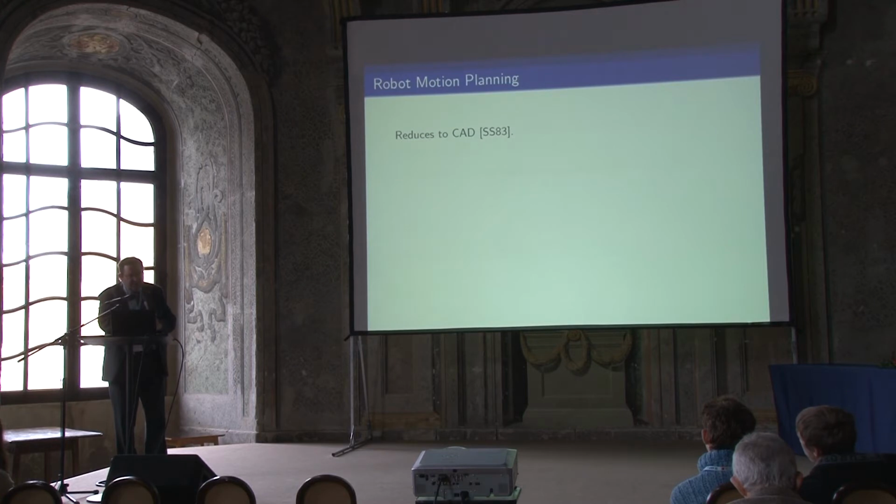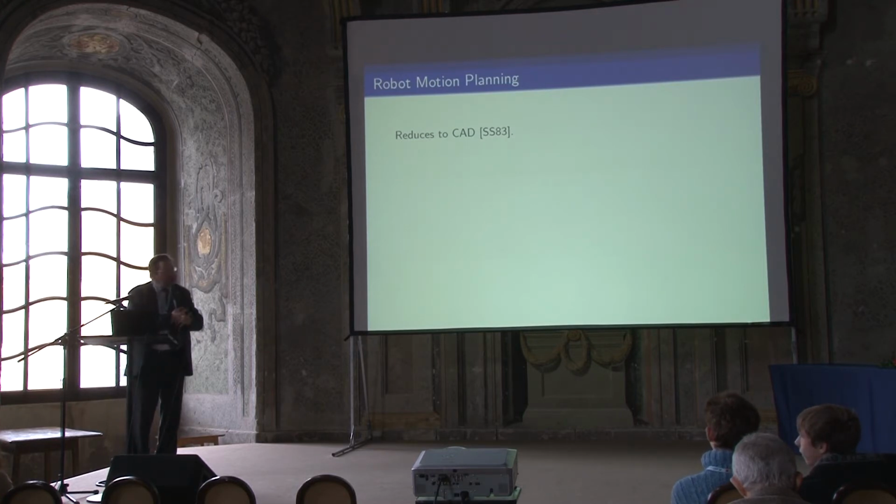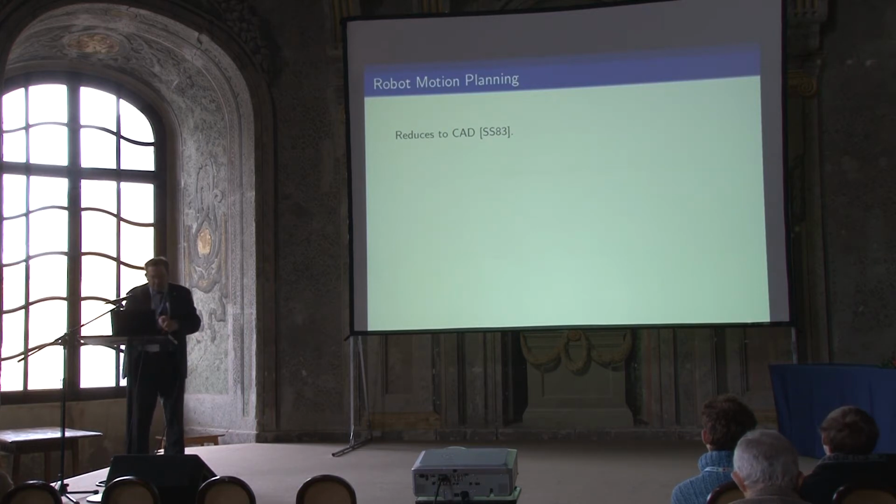Now, robot motion planning, often called the piano mover's problem. You've got an object that you want to move through space, and it can be reduced to cylindrical algebraic decomposition. This was a landmark paper of Schwartz and Sharir, 30 years ago, which said it can be reduced to cylindrical algebraic decomposition. Okay, great. Well, maybe not that great, given what I showed you earlier.